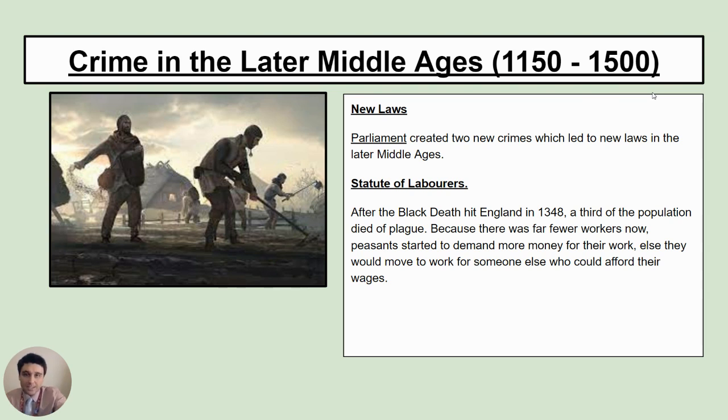Now, before the Black Death, if you were a peasant and you tried this, they would just say, no, you can clear off, and I've got plenty of other people around who will do the work. But now that decrease in population has meant there are far fewer peasants around. And so if you don't pay the higher wage demands, the peasant might well say, well, I'm going to move and I'm going to work for someone who will pay for my work.